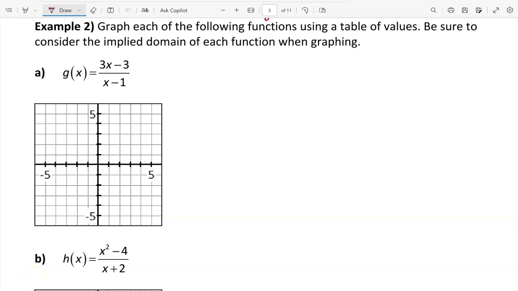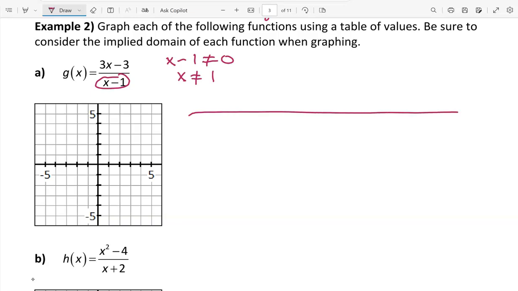In example 2, we can also create a table of values. We have an implied domain here, though, because there is a division, and we know that the denominator in a division may not equal 0, so that means that x may not equal 1. Now let's create a table of values. So our x values, and then our y values are (3x minus 3) divided by (x minus 1). So we can use any x value but 1.